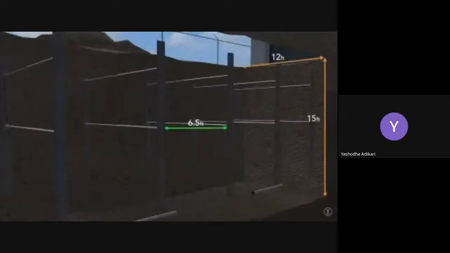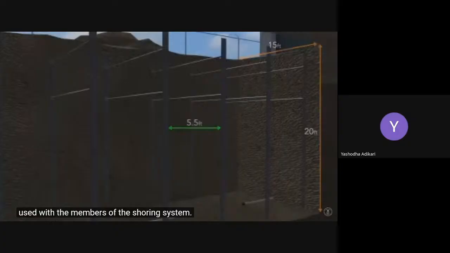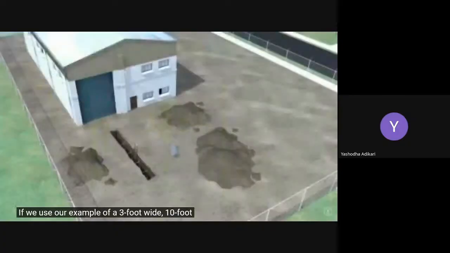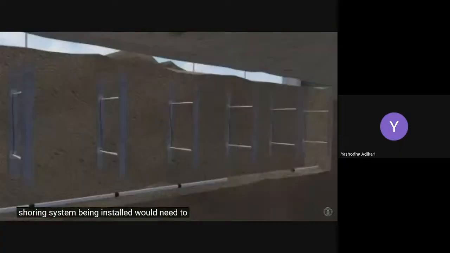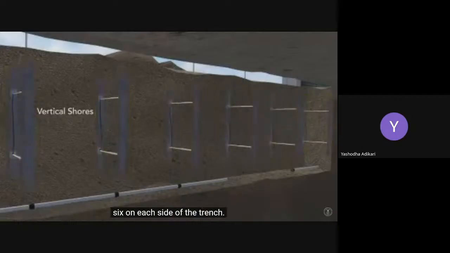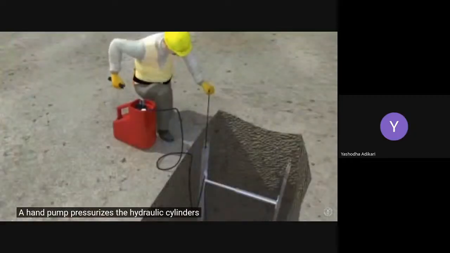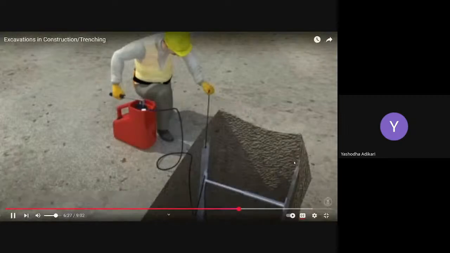The type of soil and depth and width of the trench determine the maximum vertical and horizontal spacing used with the members of the shoring system. If we use our example of a 3-foot wide, 10-foot deep, 40-foot long trench in type B soil, the shoring system being installed would need to include 12 strong aluminum vertical shores, with 6 on each side of the trench. These shores, also called rails, will be connected by hydraulic cylinders every 8 feet along the length of the trench. A hand pump pressurizes the hydraulic cylinders until they fit tightly within the rails.